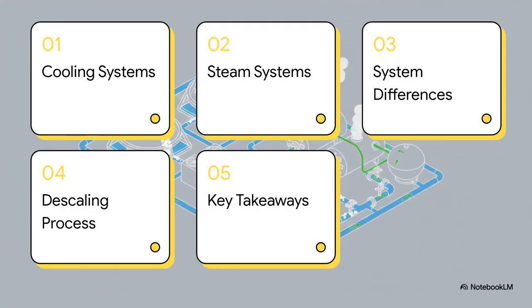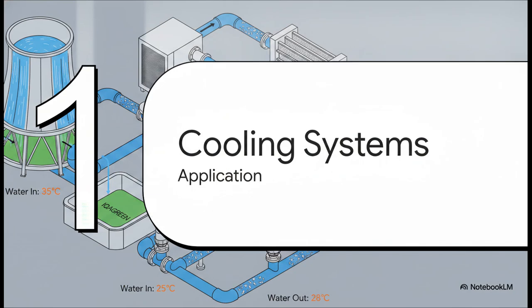1. Cooling systems application. 2. Steam systems application. 3. System differences. 4. The descaling process. And finally, 5. Key takeaways. Section 1. Cooling systems application.